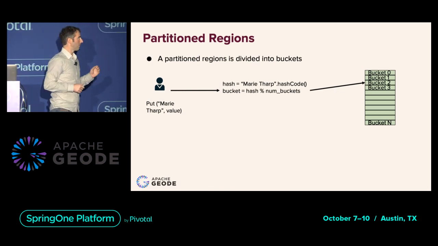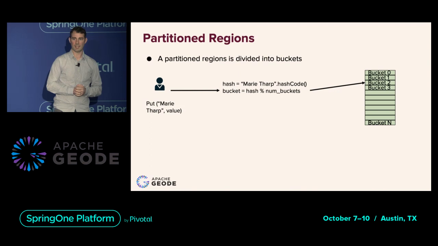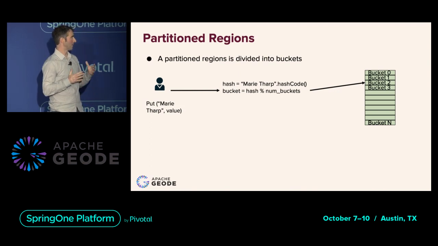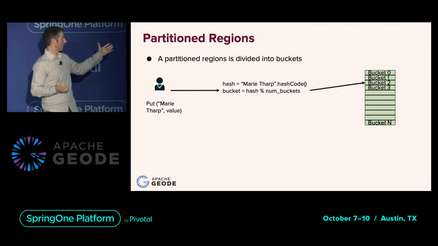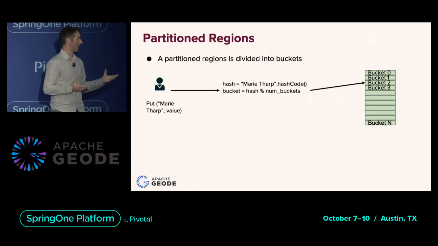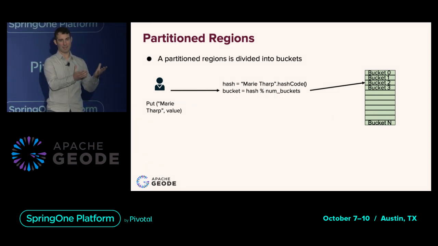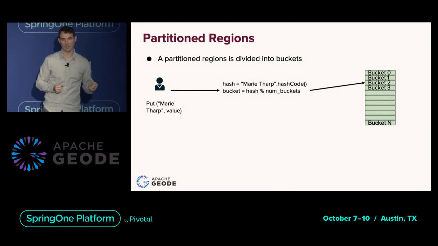So for partitioning, the way we do partitioning is actually really simple. We basically just hash your data. So when you do a put with Marie Tharp as a key, we take the hash code and we mod it by some fixed number of buckets, and that gives us the bucket that your data stays in. So in this case, it's going to bucket 2.